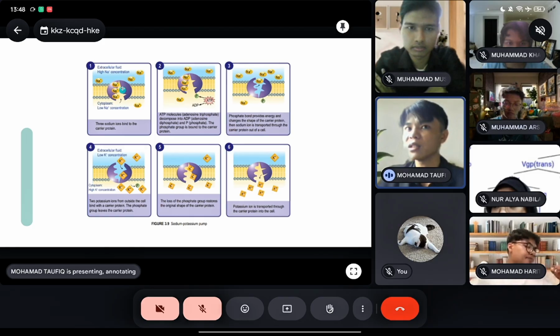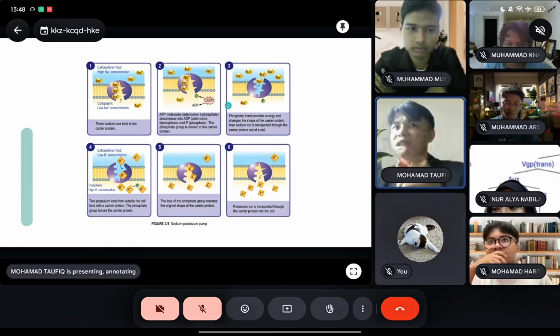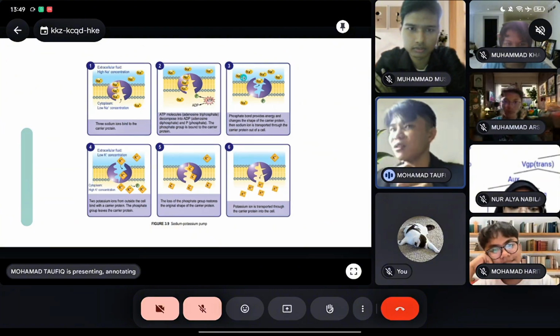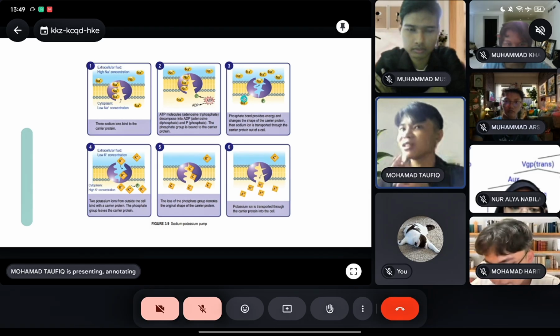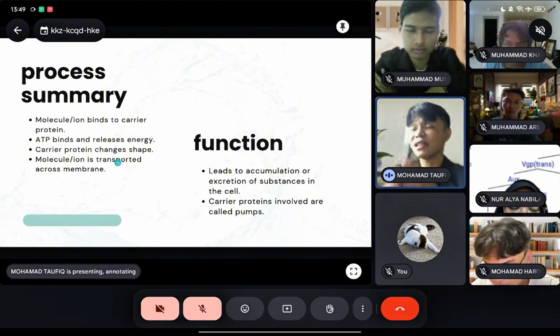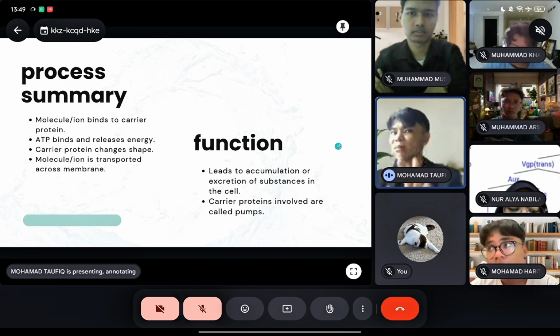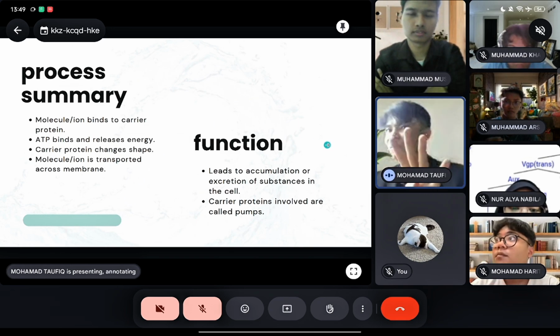From here, with low sodium concentration, energy binds and then changes the shape of the carrier protein, and thus the sodium ion is transported through the carrier protein out of the cell. Now, basically that's all about active transport, where the molecule or ion is transported across the membrane.